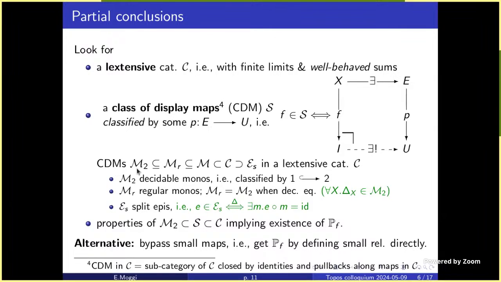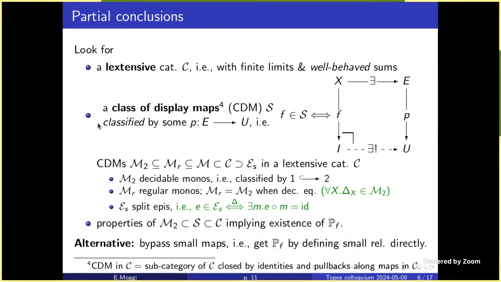Now, in extensive categories, there are several classes of display maps that I can consider. There are decidable monos, so they are classified by the injection of 1 into 2. There are regular monos, and of course there are all monos. These are all classes of display maps. Since C has finite limits, C itself is also a class of display maps. And another class is the class of split epis, so epis for which there is a partial inverse.